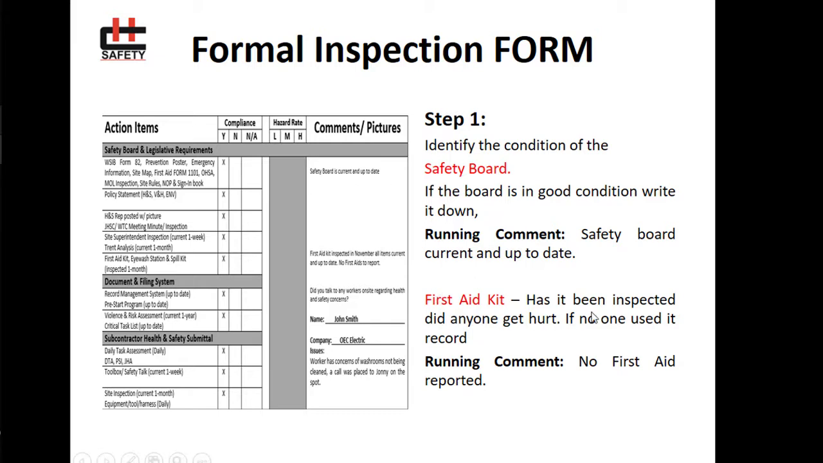The first aid kit has been inspected. Did anyone get hurt? If no, record it in the space provided. As you can see here, our first aid inspection kit was inspected in November. All items are current and no one reported a first aid injury. So we made a note here under comments. You can also take pictures.